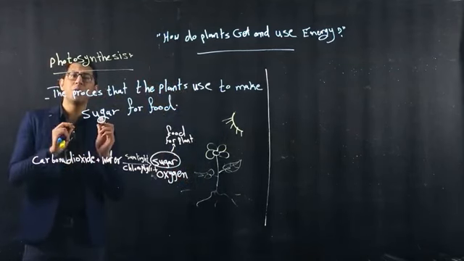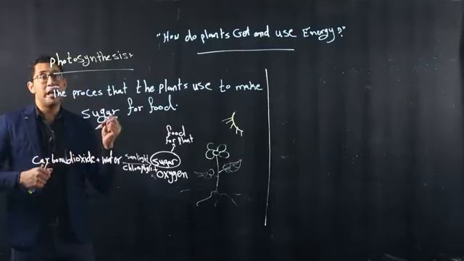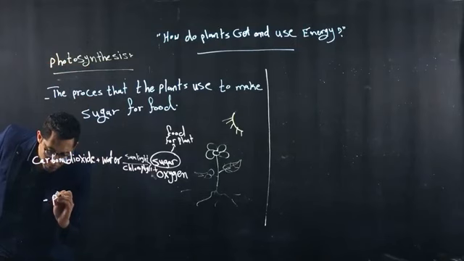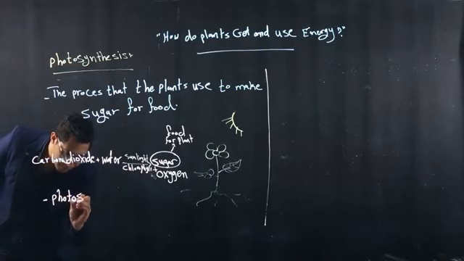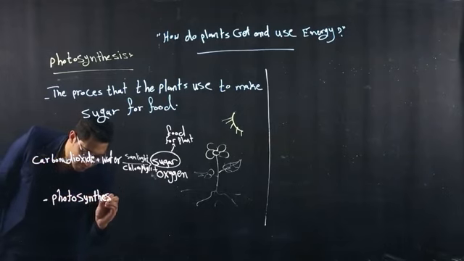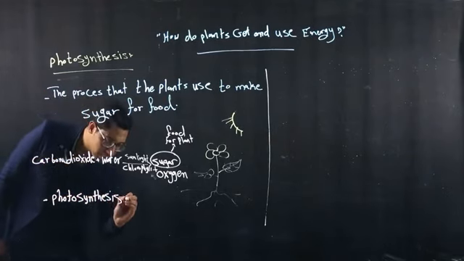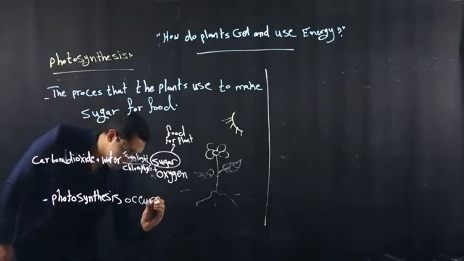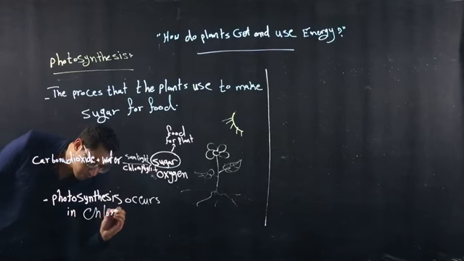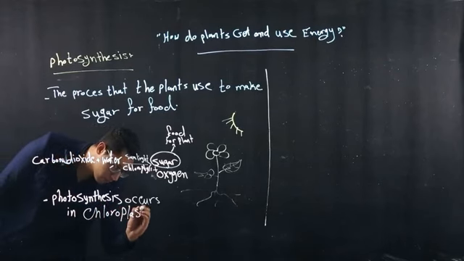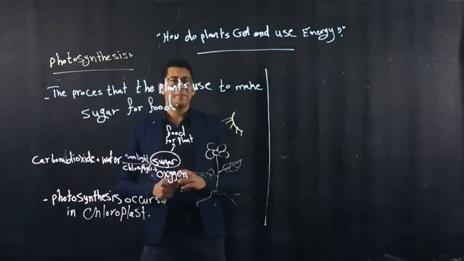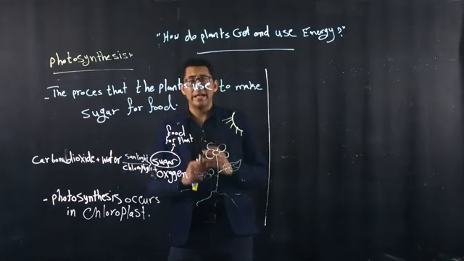Where does this process, photosynthesis, take place? Photosynthesis takes place in chloroplast. Photosynthesis occurs in chloroplast. Now we understand everything about how plants make their own food.